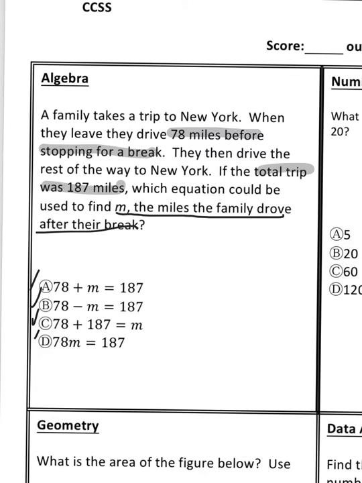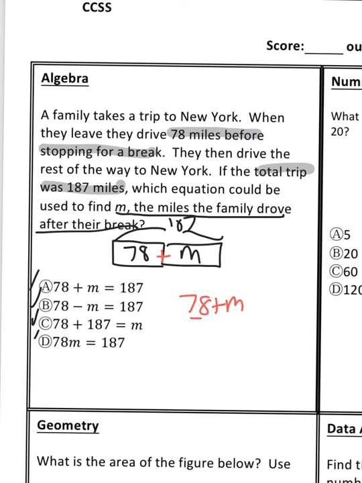I'm going to do a bar diagram, if you guys remember how to do this. Remember, m is the miles the family drove after their break. Now, before their break, they drove 78 miles. So I'll put this before. So this is before, this is after. Now, the total trip was 187 miles. So that means whatever those two things combined are, they're going to be combined to be 187. Now, if you remember how bar diagrams work, this is 78 plus m. So 78 plus m, the miles before the break plus the miles after the break, have to equal the total of 187 miles, which would be A.